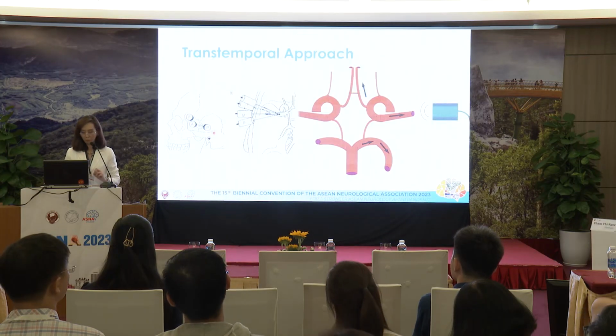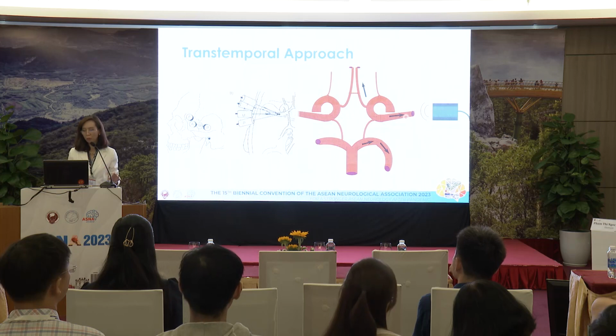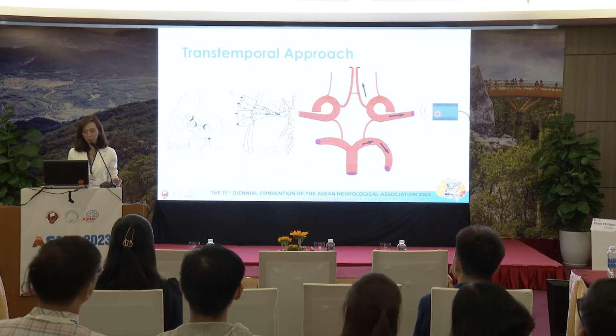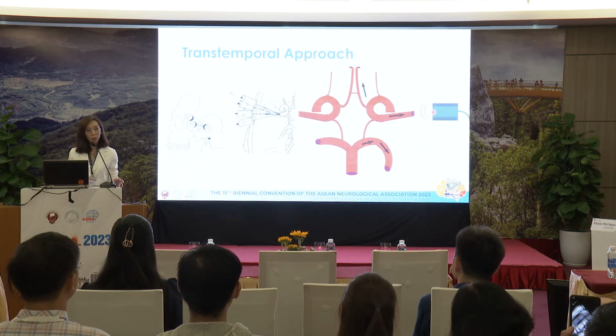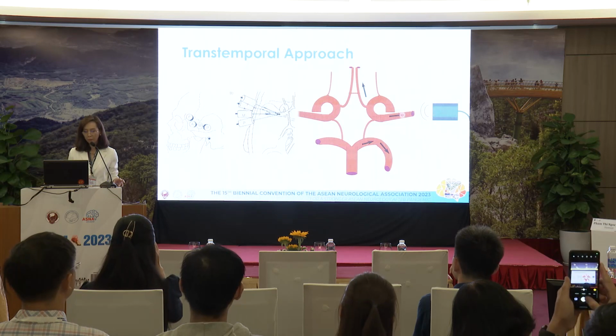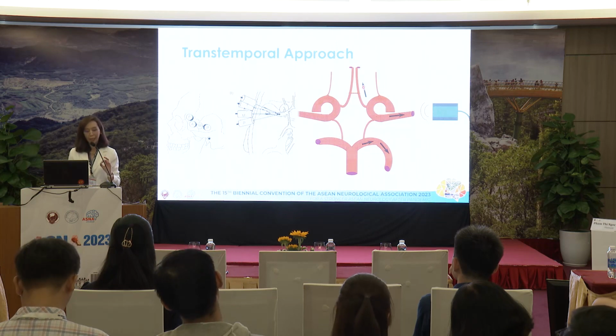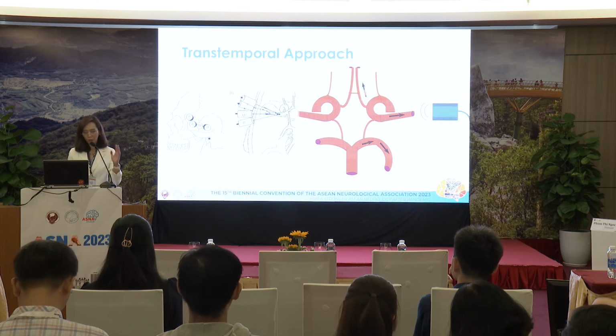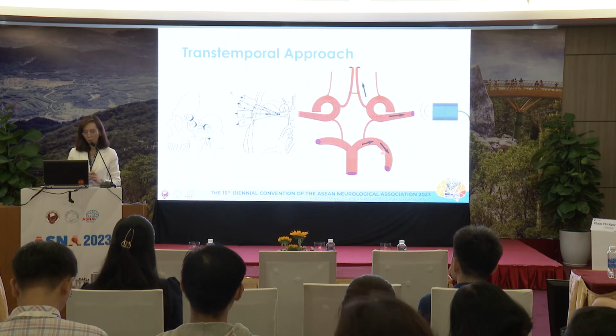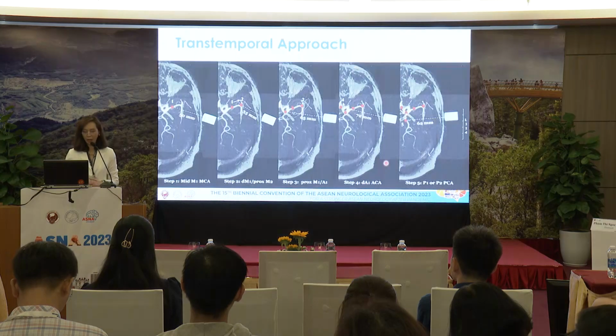So this is a picture where you do the transtemporal approach. Right here, the probe is here, the middle cerebral artery is coming towards the probe, and you find the MCA, and then put the depth deeper, and then you'll find the ACA going away from the probe. And then you move the probe down a little bit, you find the ICA, and go to the back, you'll find the PCA.